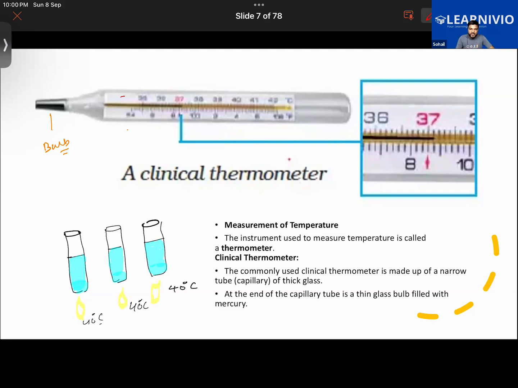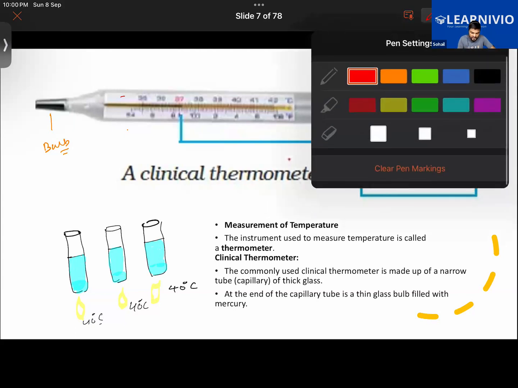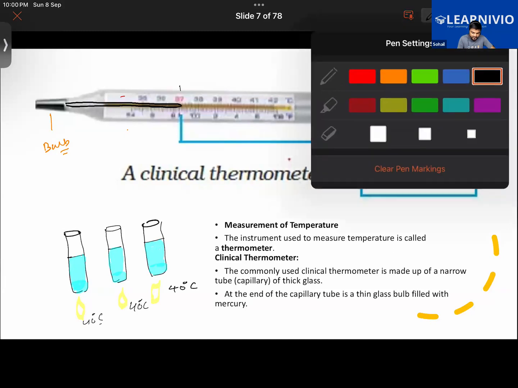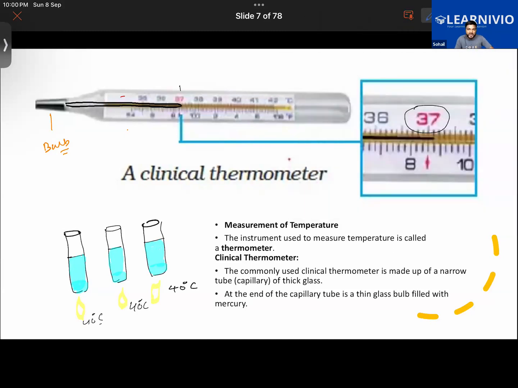This is the most commonly used thermometer, and there's a narrow tube inside it which is filled with mercury. Basically, mercury is stored in the bulb. Whenever the temperature of the body is taken, the mercury starts to rise, it starts to expand, and wherever it stops, it gives the reading of the body. Right now, here, it has stopped at 37 degrees Celsius. That's the body temperature, and that's also the normal human body temperature, as we know.